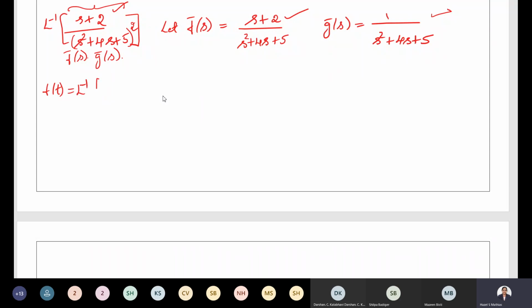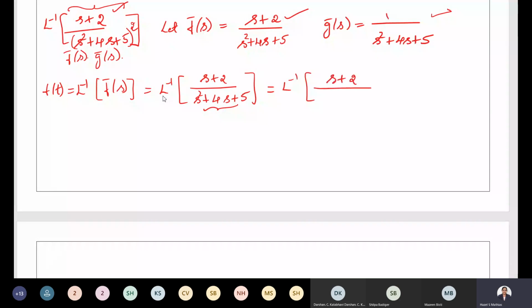What is f of t? It is the inverse Laplace transform of f bar of s, which is the inverse Laplace transform of (s+2)/(s²+4s+5). How to solve this? Look into the denominator only. You can convert this into a perfect square. So this can be written as L inverse of (s+2)/(s²+4s+4+1). Correct? 5 I split as 4 plus 1.